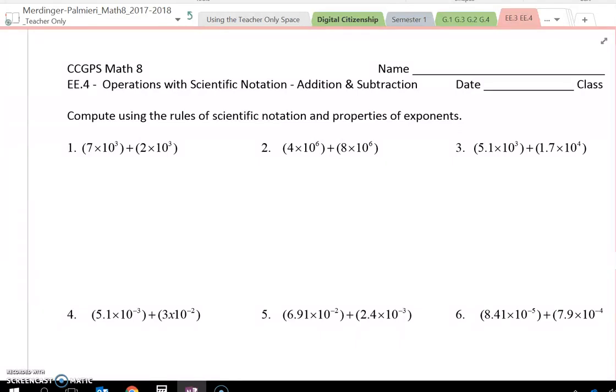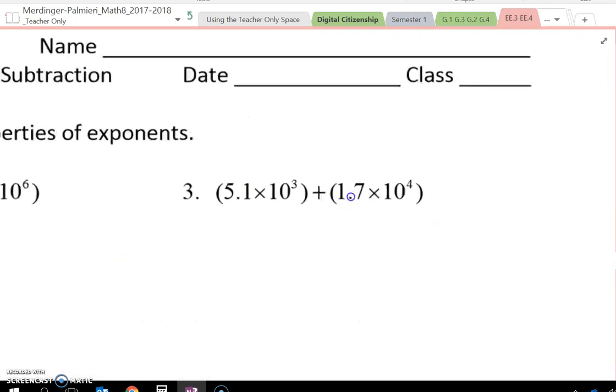Hi everyone. So we're going to give you a little bit of guided step-by-step practice on your EE4 adding scientific notations page. I'm going to skip around a little bit. Hopefully you've completed all of the problems on this page before you refer to this key. I don't want to do all of the easy ones, so I'm going to skip 1 and 2 and move into number 3.